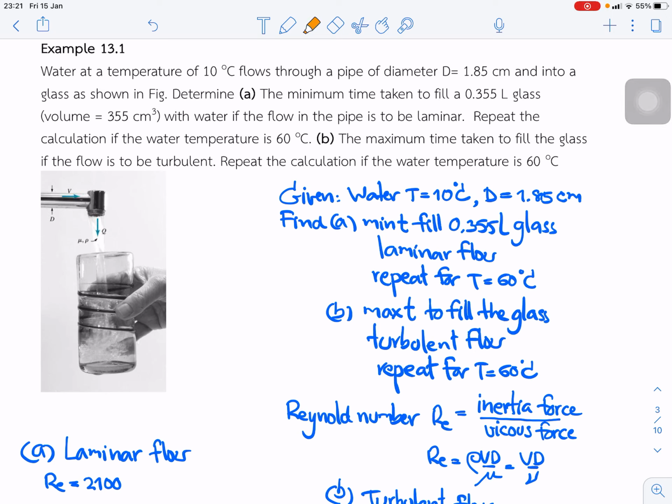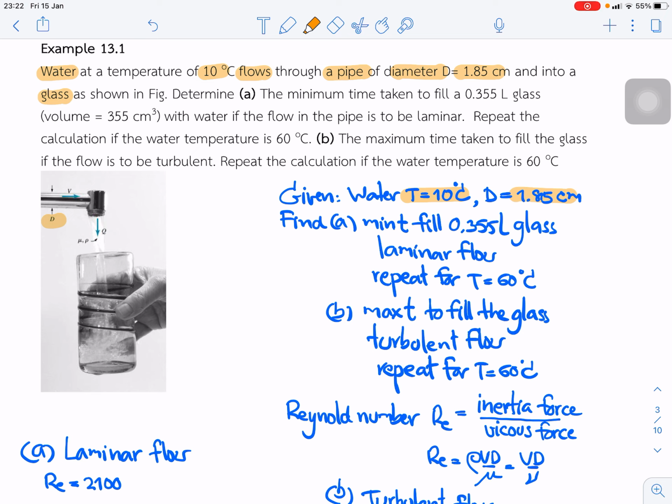Okay, the first example, 13.1. Water at a temperature of 10 degrees C flows through a pipe of diameter D. The diameter is 1.85 centimeter, into a glass, as shown in the figure below. Okay, this is the temperature of 10 and this is the diameter of the pipe, to the glass.